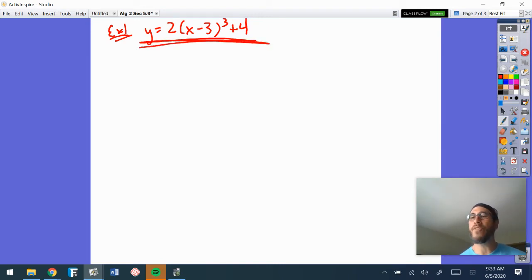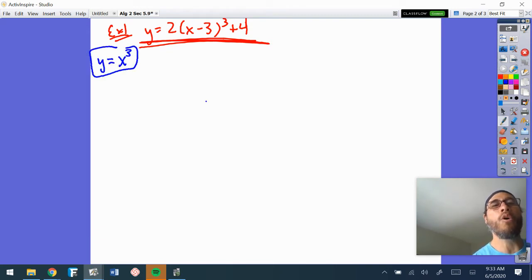To graph that, remember, we're always going to deal with what we call a parent function. This function's parent function, and we'll do it in blue, is y equals x to the third. We go bare bones. We take out the 2, the 3, and the 4, everything that would result in a little RST transformation, and we start with y equals x to the third. Now, we need to know what y equals x to the third looks like.